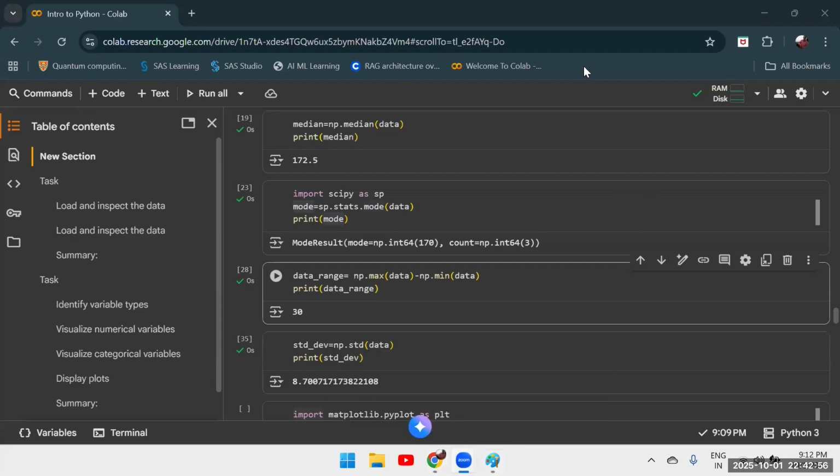Tomorrow we'll be seeing some more advanced concepts, because now the basics are clear for you. Using these basics only, the other concepts will be coming up.